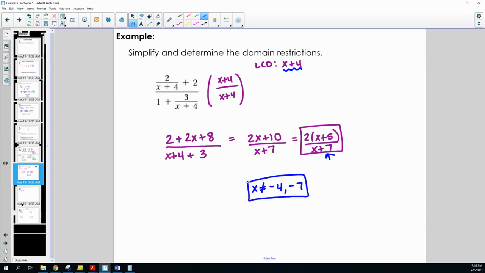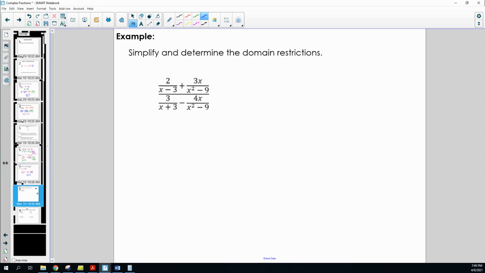And those would be my 2 domain restrictions. Okay, and then we're going to do one more problem. And we're going to, again, look for an overall common denominator.